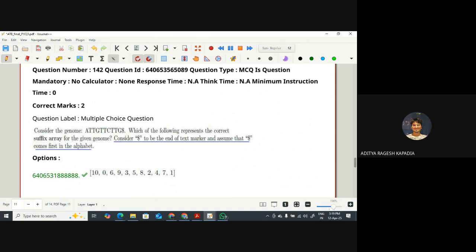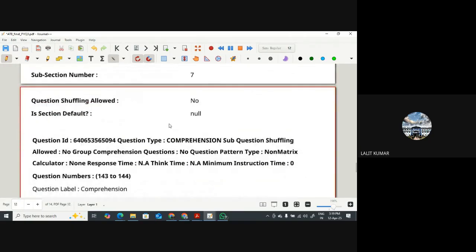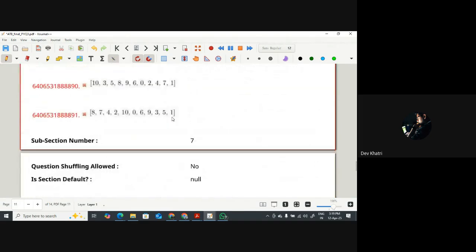Okay, then we go to the next question. The most widely used gap analysis. Please solve the last one if it's not too much of a problem? Okay.